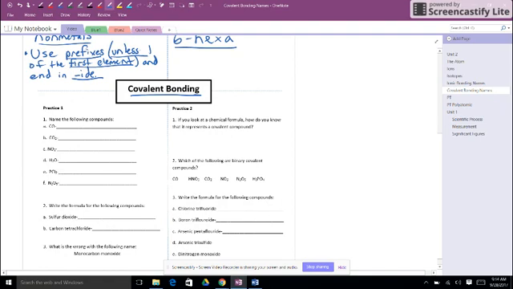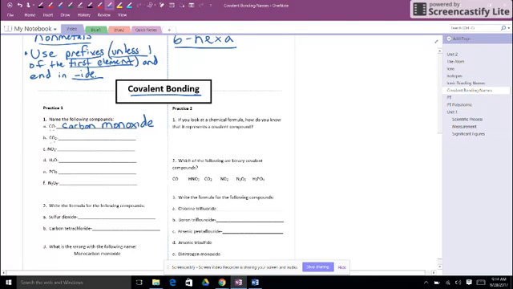So CO. Now we only have one of the first element, and for 1 we're never going to use the prefix mono, so we're just going to call it carbon. And then for the second element we are always going to use a prefix, so monoxide. Now we're going to get the hang of this, but for some of these we're going to drop the last vowel there. So we're going to drop the O, and we're not going to call it monooxide, we'll just call it monoxide.